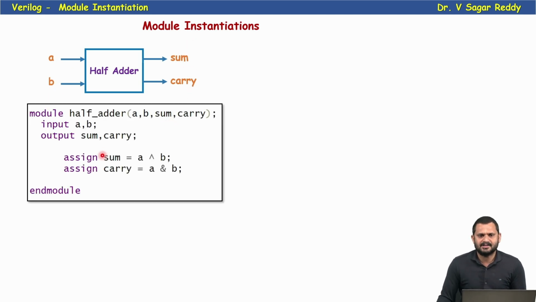Now this is the corresponding Verilog code. Module name, inputs a b and outputs sum and carry. I declare a b as input and sum carry as output. Then I use data flow modeling. In the previous example, I used primitives. Here I just use a continuous assignment statement, like data flow modeling. We'll discuss these different abstraction levels in coming videos. Assign sum is equal to a XOR b, assign carry is equal to a and b, and end module. This is a simple description of a half adder in Verilog in data flow modeling style.